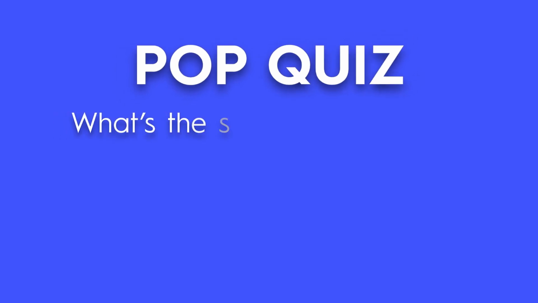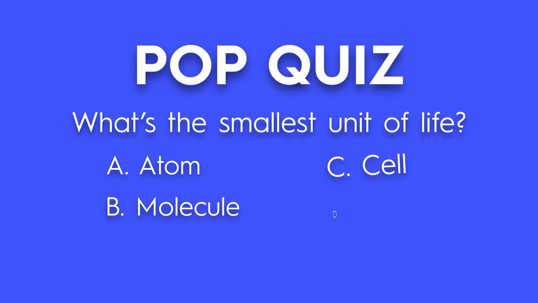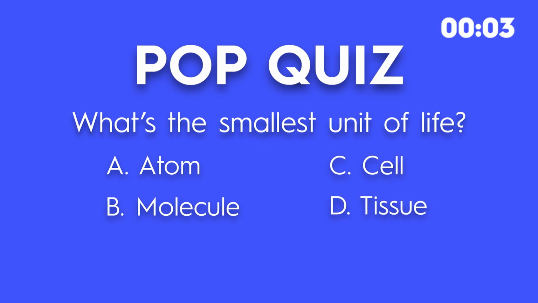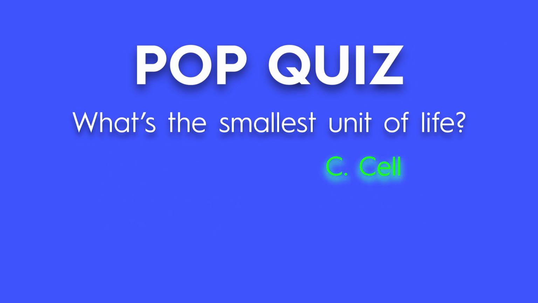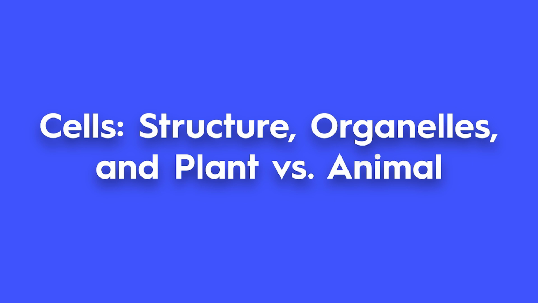Pop quiz. What's the smallest unit of life? An atom, a molecule, a cell, or a tissue? Make your pick. Got it? The answer is the cell, the tiny compartment where every life process begins. In this video, you'll learn the parts of the cell, what each organelle does, and how plant and animal cells compare.